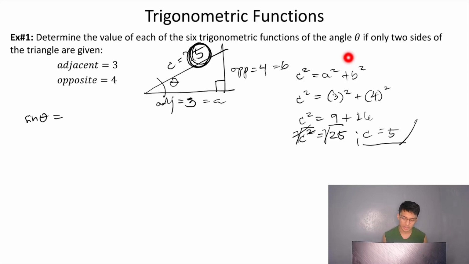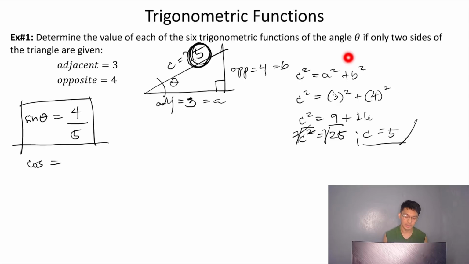Sine theta, we have opposite over hypotenuse. We have 4 over 5. Ayan ang value ng sine theta natin. Opposite over hypotenuse. So, this is our sine theta. Next, for the cosine theta, SOHCAHTOA. So, sa cosine natin, we have adjacent over hypotenuse. Adjacent natin is 3 over the hypotenuse 5.